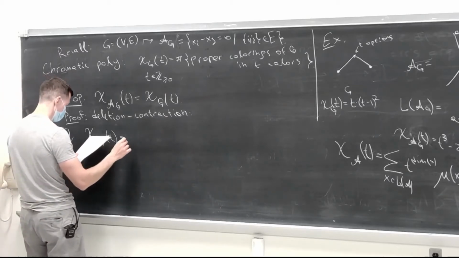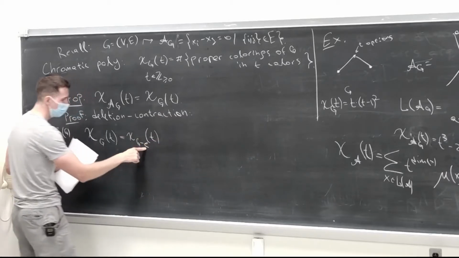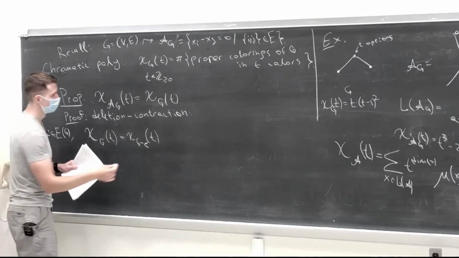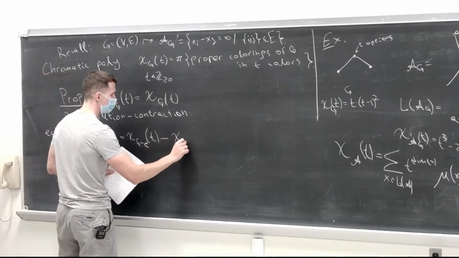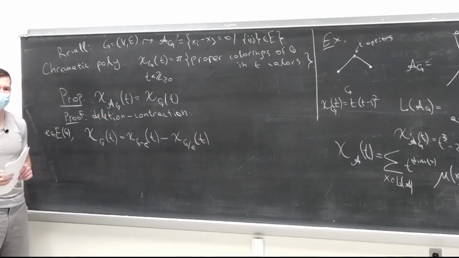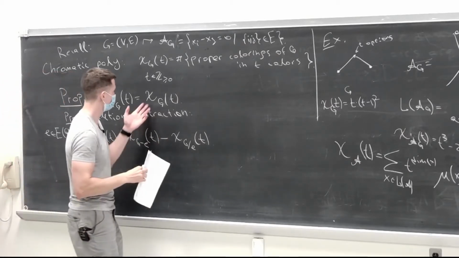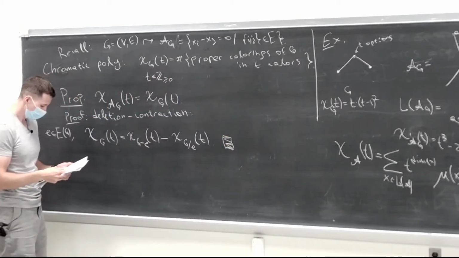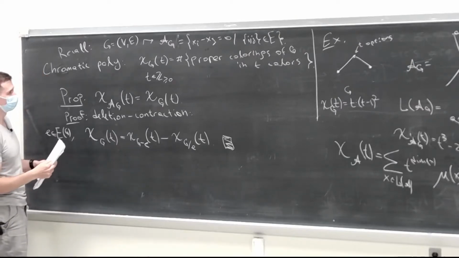So anyways, the claim is that if you remove an edge, you're allowed to color them in the same color. And then you have to subtract all the colorings where the two colors are the same. So that's precisely when you contract the same edge. Does that make sense? And that's the same recurrence with signs and everything as for the characteristic polynomial. And you have to check the base cases and stuff like that. And that's basically it.